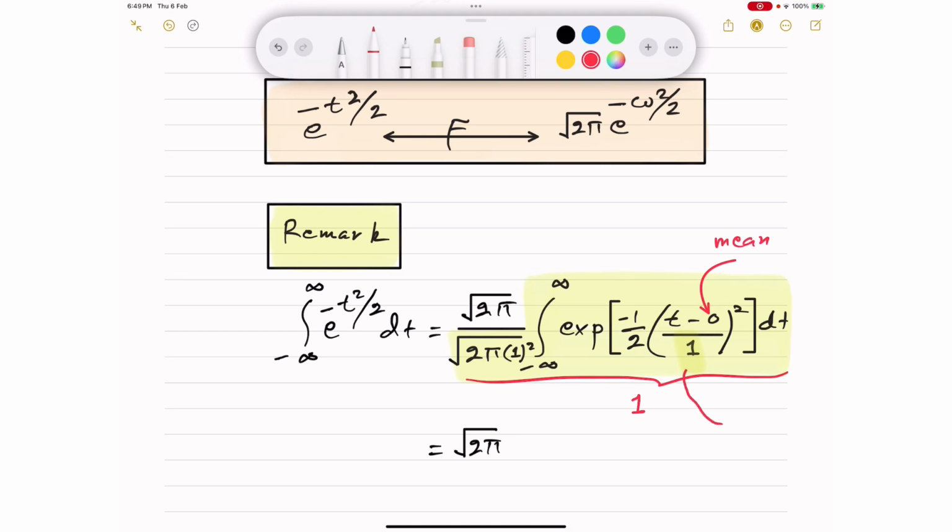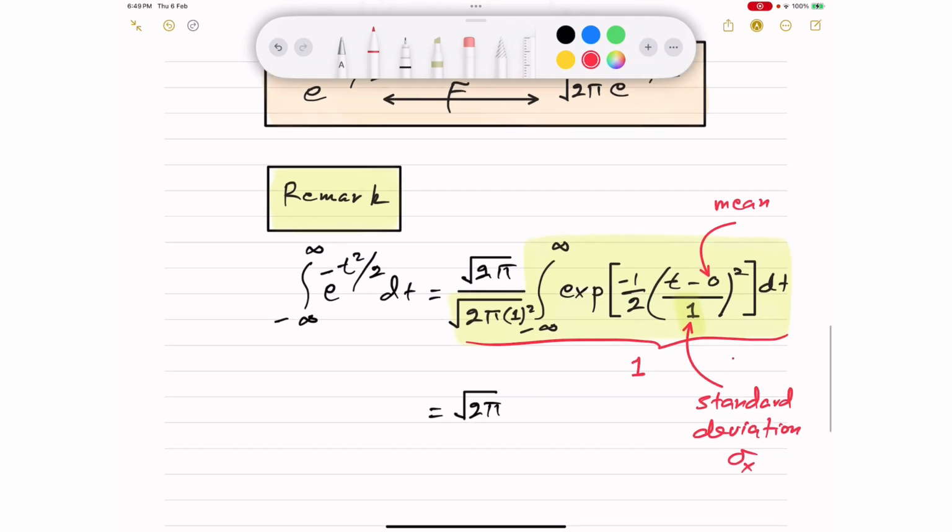And this one here is basically equal to the standard deviation, which is sigma x, let's say. If we square that, we're going to get the variance, but it's already squared. So the standard deviation is 1, and if you square it, you're going to get the variance, so the variance is also 1. So it has 0 mean and unit variance, and the area under this Gaussian PDF is nothing but 1. So we're left with the square root of 2 pi, and that concludes my solution.